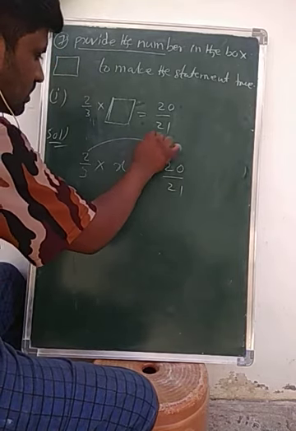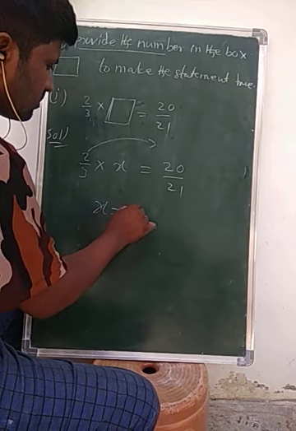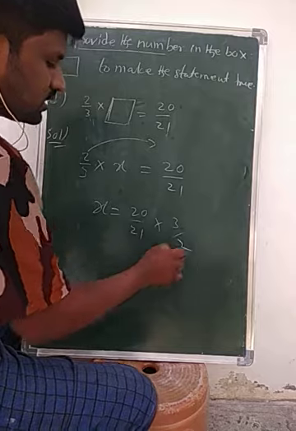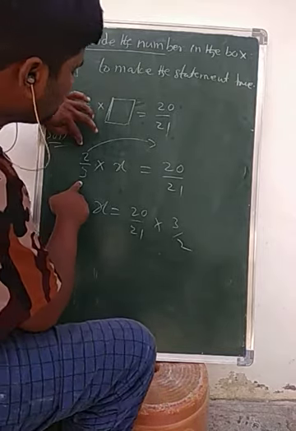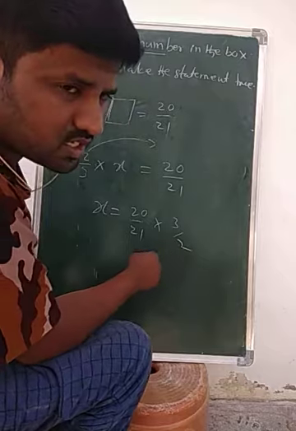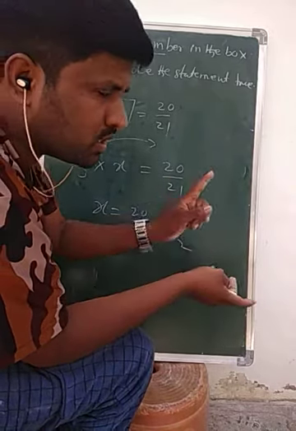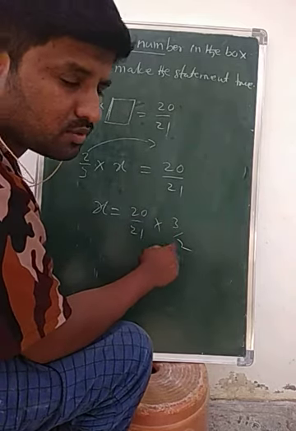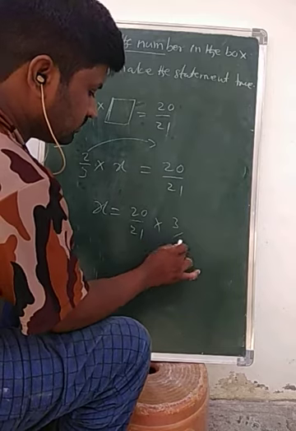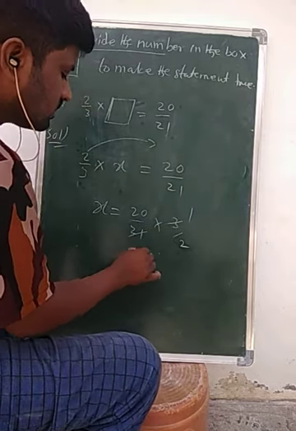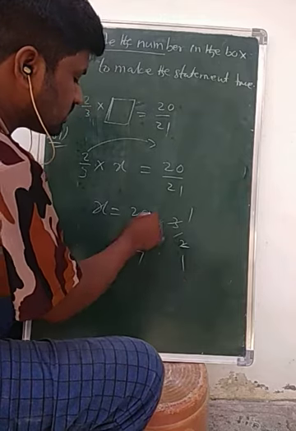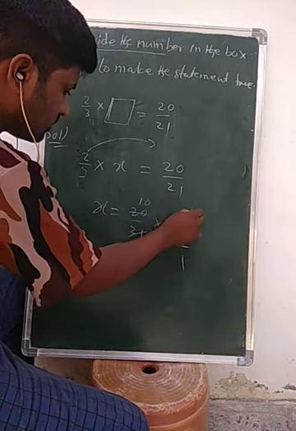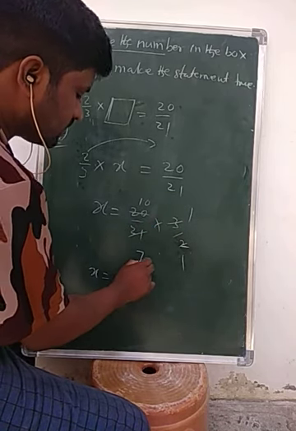2 by 3 is transposing to the RHS side. We get x is equal to 20 by 21 times the reciprocal of 2 by 3, which is 3 by 2. The into quantity transposing to the RHS side actually becomes a division quantity, but by taking the reciprocal, 2 by 3 becomes upside down, 3 by 2. Using the tables, 3 7s are 21, 2 10s are 20. So we get x is equal to 10 into 1, 10 1s are 10, by 7 into 1, 7 1s are 7.